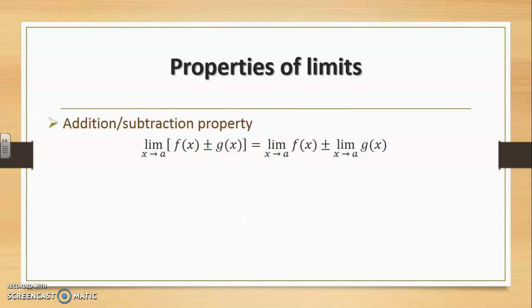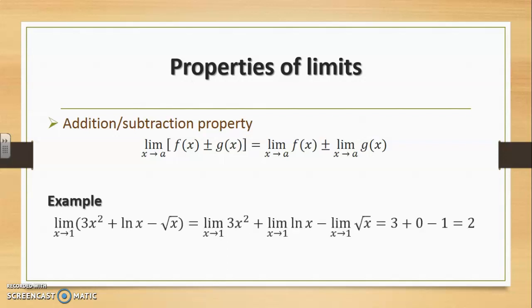The second property, or properties, are actually the addition and subtraction properties, which simply state that the limit of a sum of two functions is equal to the sum of the individual limits of these functions. And the same is true about their difference.